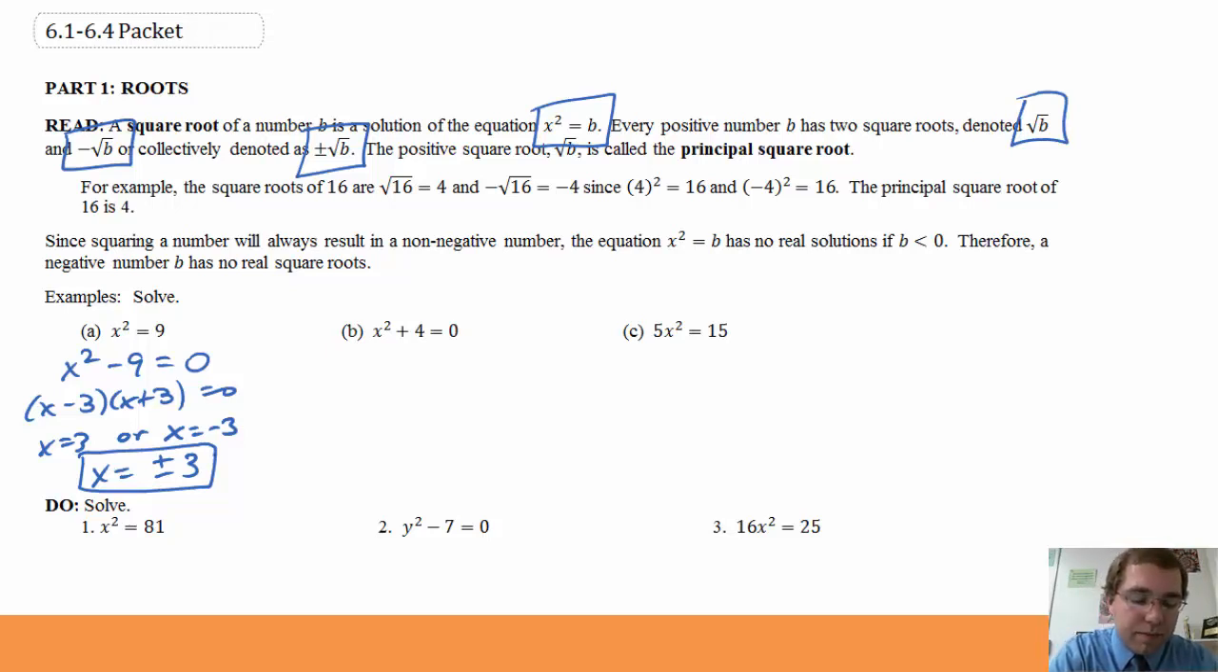Okay? Example B, x squared plus 4 equals 0. I can try to factor that, but that's not a difference of squares, that's a sum of squares, and I know that I can't factor a sum of squares. I would have called that prime. So that tells me there's probably no real solutions. If I move the 4 to the other side, it becomes a negative 4, and then I can clearly see that there are no real solutions, because there are no real square roots of negative 4.